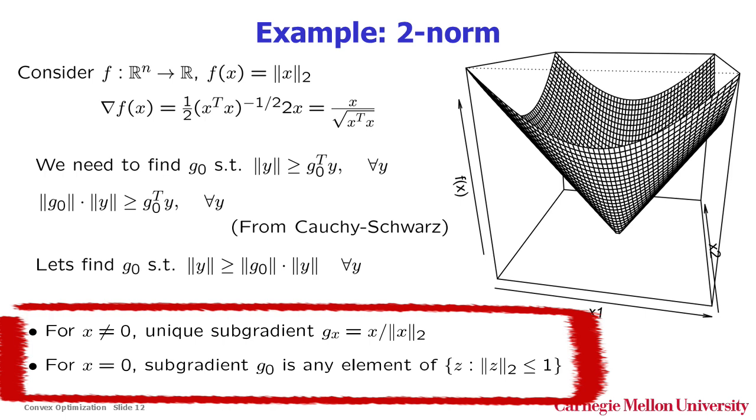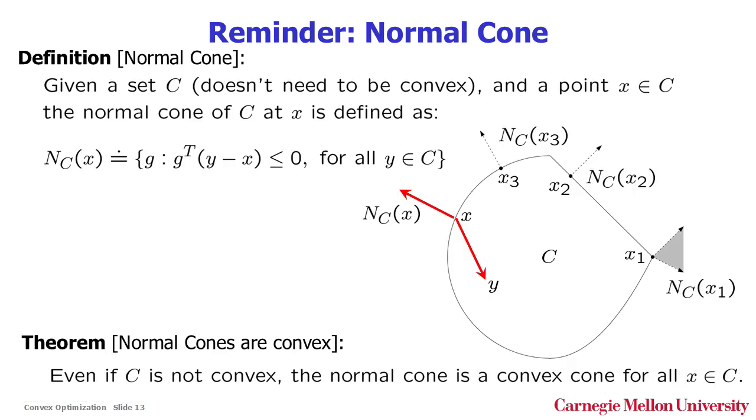When x is not 0, the subgradient of function f is simply the gradient x divided by the norm of x. In what follows, we would like to calculate the subgradient of the indicator function of a convex set C. To be able to do that, we will need the definition of normal cones. We already discussed this a few lectures ago, so now let's just quickly review the definitions.